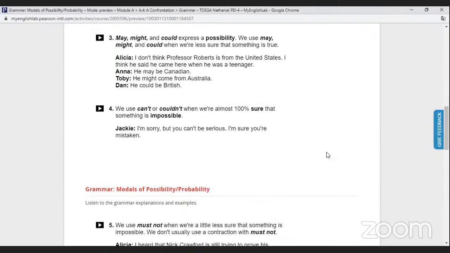Okay, number four, we can see this. We use can't or couldn't when we are almost 100% sure that something is impossible. Okay, the example, please. I'm sorry, but you can't be serious. I'm sure you're mistaken. Okay, very good. That shows something that is impossible.